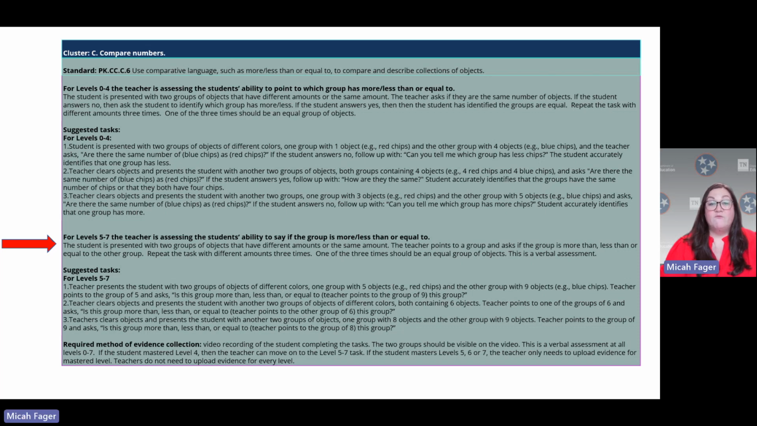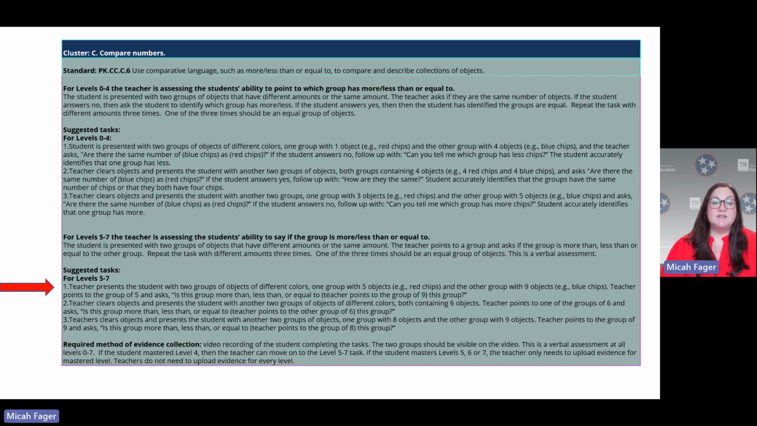The student will verbally tell the teacher that the group has more than the other group, less than the other group, or is equal to the other group. The teacher will repeat this task with different amounts for 3 times. One of the 3 times should be an equal group of objects. Again, for levels 5 through 7, the student is verbally able to tell the teacher if the group has more than, less than, or is equal to the other group.